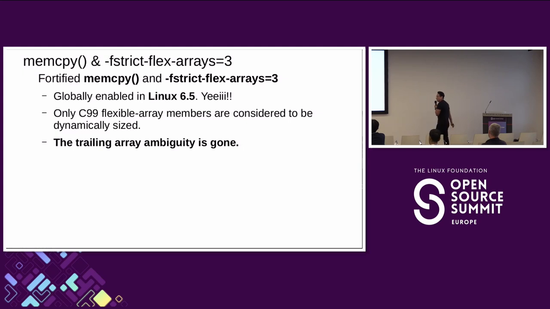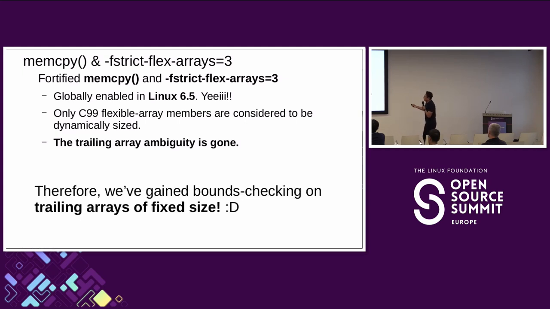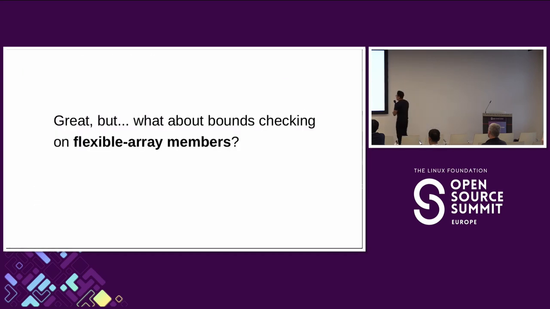Okay, so with this, the ambiguity is gone, right? Only C99 flexible array members are allowed as flexible arrays in the kernel. So yeah, we've gained bounds checking on trailing arrays of fixed size again. Okay, but we are ambitious. What about bounds checking flexible array members? How can we do that? If these builtin compiler functions are returning minus one or saying that they don't know the size, how can we gain bounds checking on these arrays?